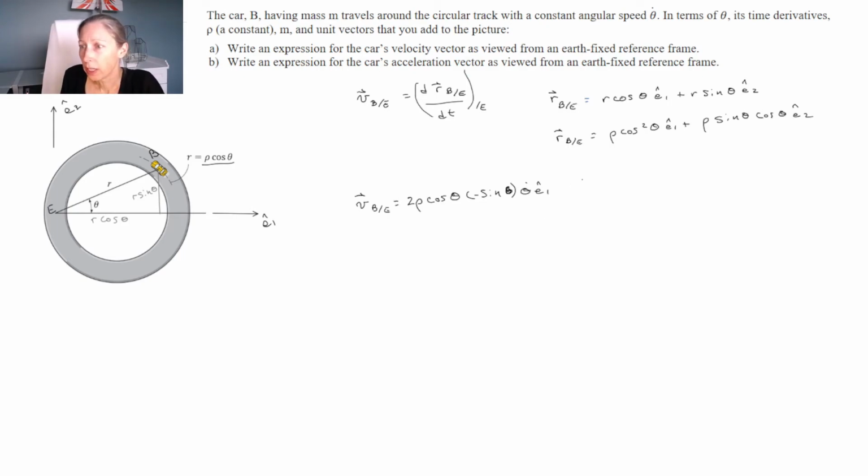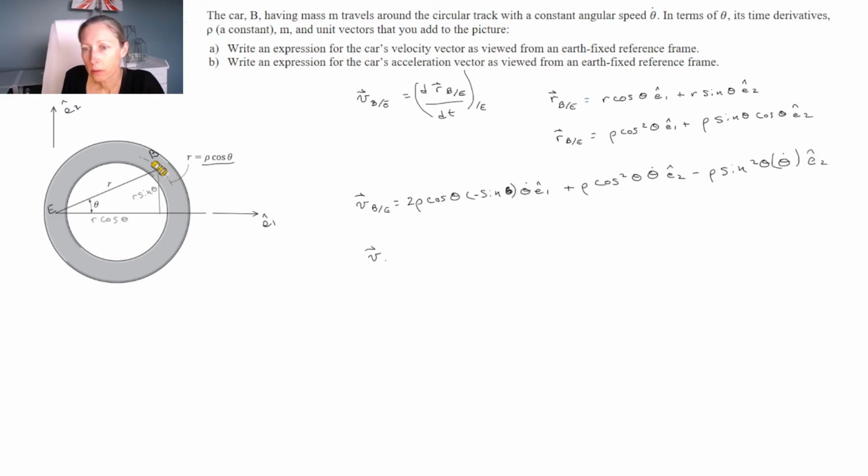And then for the next one, we have to apply the product rule and the chain rule. So this is going to be rho cosine squared theta, because the derivative of the sine is cosine theta dot E2. And then I'm going to take the derivative of the second of the cosine. So this is going to be negative rho sine squared theta times theta dot in the E2 direction.